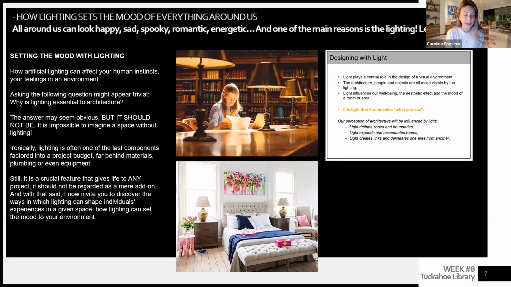And chances are that at night, when it's not as beautifully washed by natural light, you're going to need to turn on those two table lamps. And that will make it very cozy, correct? You're going to transition from natural light to artificial lighting. Our perception of architecture will be influenced by light. Light defines zones and boundaries. Light expands and accentuates rooms. Light creates links and delineates one area from another.